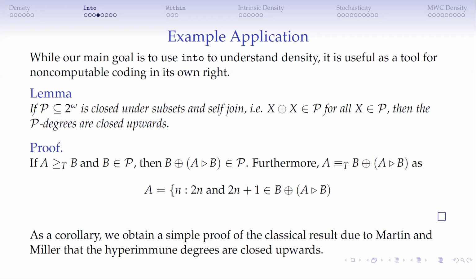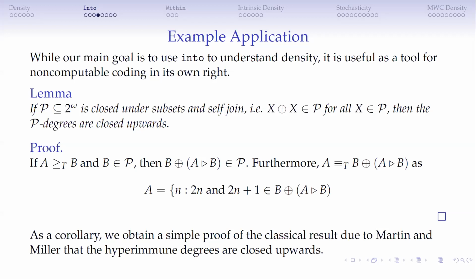What's the proof? Well, if we have A, which computes B, and B is a P set, then B join B is a P set because the class is closed under self-join. B join A into B is a P set because it's a subset of B join B. But A is Turing equivalent to B join A into B, because A is the set of n where both 2n and 2n plus 1 are in this set, B join A into B. Okay, so that's the proof.